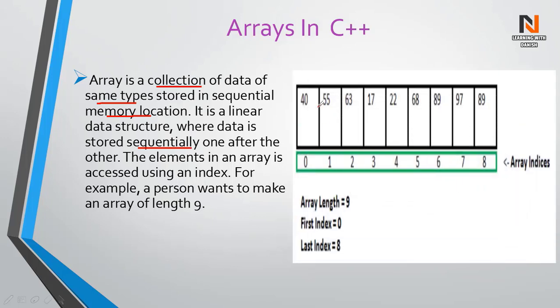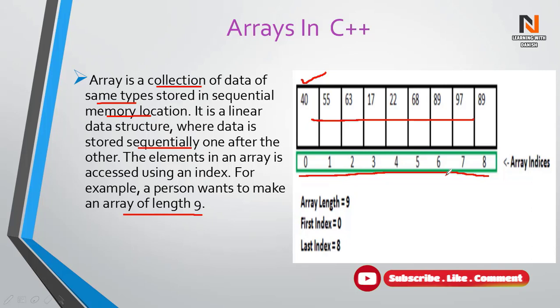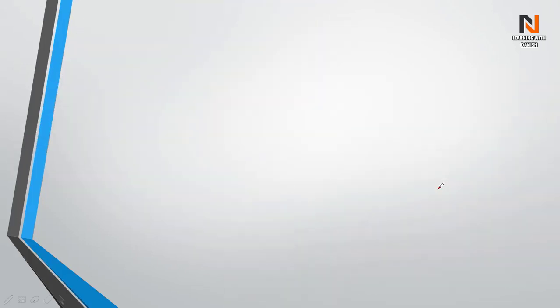Here you can see these are memory locations in which data is stored, and these are subscripts or indices. So we can access these values by using these indices. For example, a person wants to make an array of length 9. Array index always starts from 0, so it goes to 8, because 0 to 8 makes 9 elements. So now we will see its diagram.